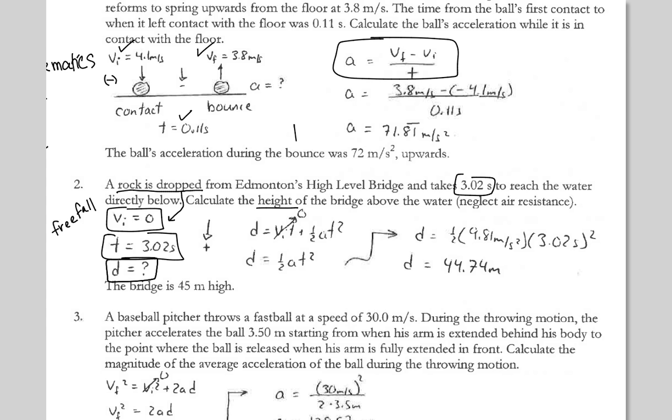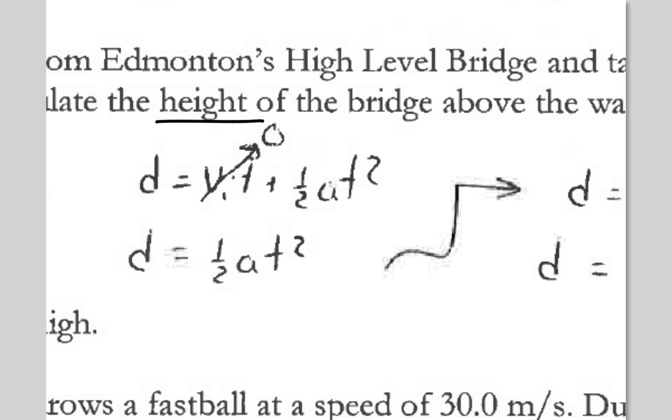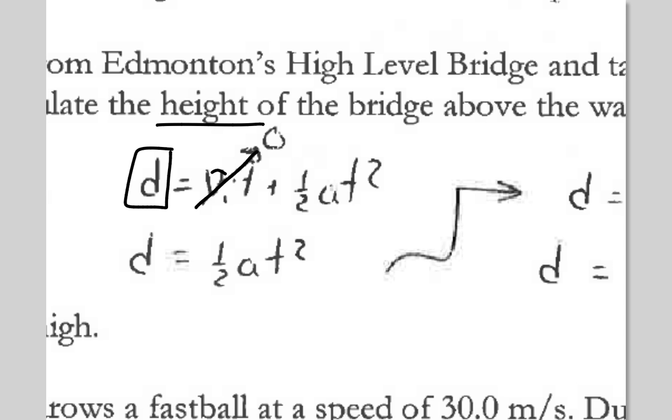So because this formula doesn't give you a final velocity, you have to use this one. It gives you a time. You want displacement, so you need a formula with D in it. And because VI is zero, this whole term disappears because it's zero times the time. Zero times anything is zero. So you just have D equals a half AT squared. Plug in your A, which is what? If it's free fall.